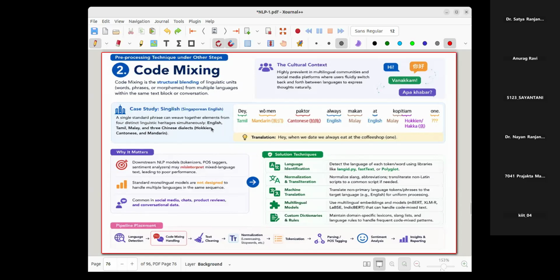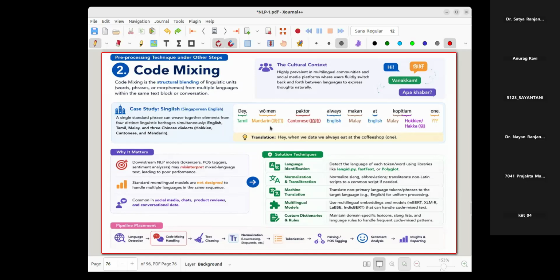Now you see here, there is a sentence. It contains Tamil, Mandarin, Cantonese, English, Malay. So different languages are there in one text. And what does it translate to? The translation is, "Hey, when we did, we always eat at the coffee shop." So you see, this is the English translation, but different words are written in different languages. This kind of text, where multiple languages are used to write a text, we call code mixing text. And why do we get such text? Because now people know multiple languages. If you know multiple languages, it comes fluently to you when you are speaking or writing, and you switch between different languages. That's why you get such text on any platform.